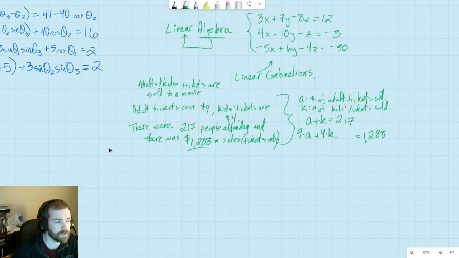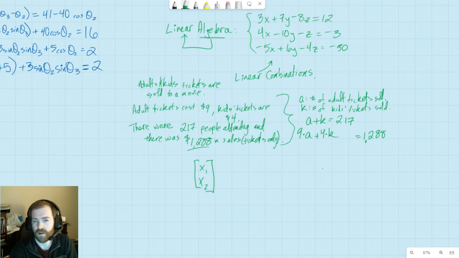All right, so this is then also going to look at, well, this could represent a vector space. It might not be A and K. It might be, for instance, x1 and x2 as a vector. Here, we could have done this in vector form. This would have said that the coefficients 1, 1, 9, 4 multiplied by, I should have done this first, multiplied by the vector AK is going to get us a vector 217, 1,288.